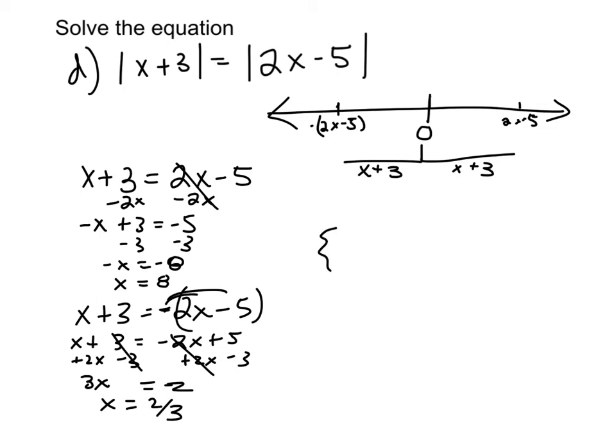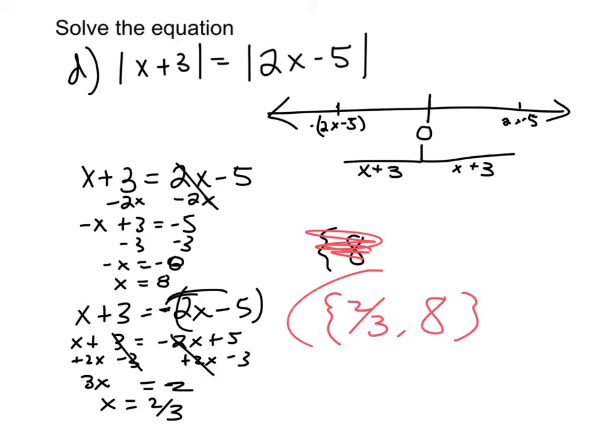Okay, so there's my solution set. Oops, you should always write the smaller number first. So let me just cross that out. You should always write the smaller number first. So 2 over 3, and then 8. So that's your solution.